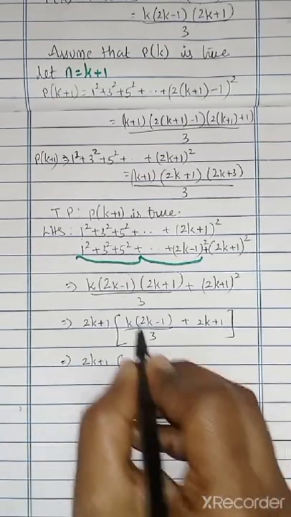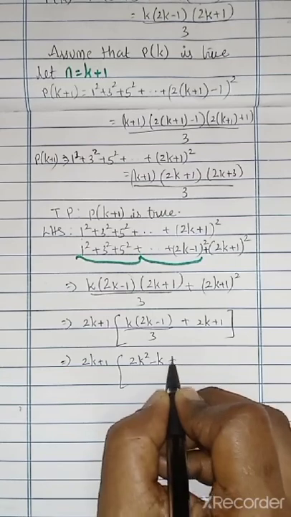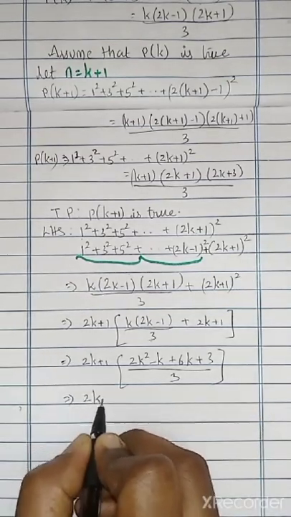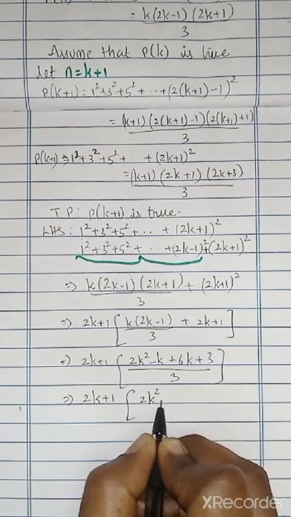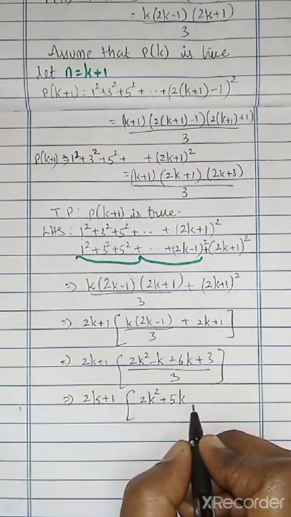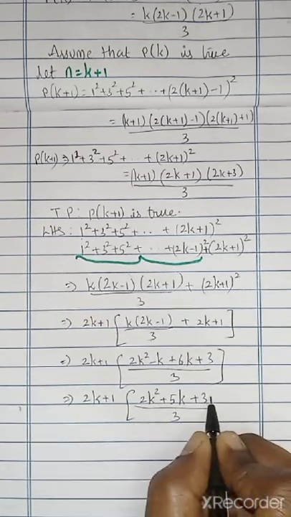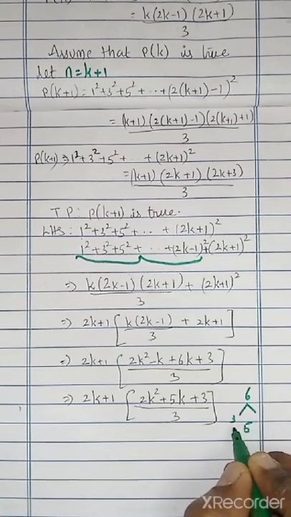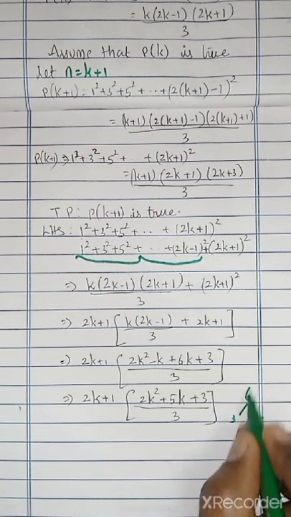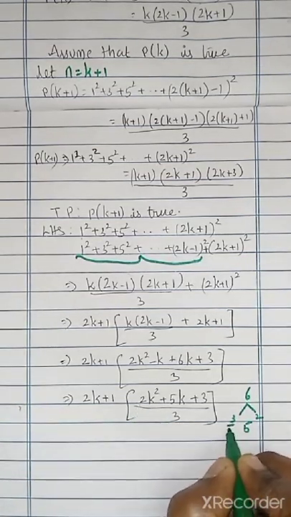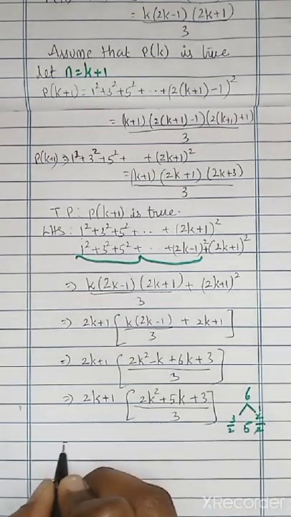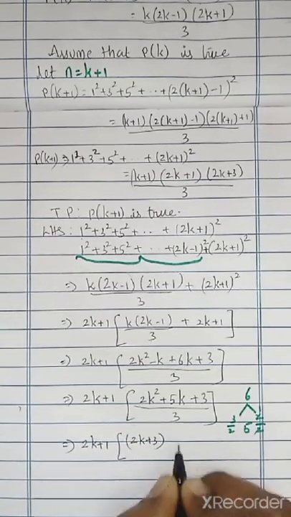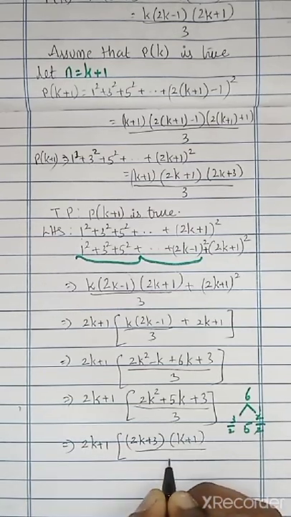So this is 2k plus 1 and this will be 2k square minus k. Taking LCM, 3 2s are 6k plus 3, the whole divided by 3. Again, this is 2k plus 1, 2k square plus 5k plus 3, divided by 3, correct? So 3 2s are 6, and we have to get 5: 3 2s are 6, 3 plus 2, 5. And we have to divide by 2 now. So divided by 2, divided by 2, 1. So what is the answer we will get? 2k plus 1 here, and this will be 2k plus 3, and this is k plus 1, k plus 1, the whole divided by 3.